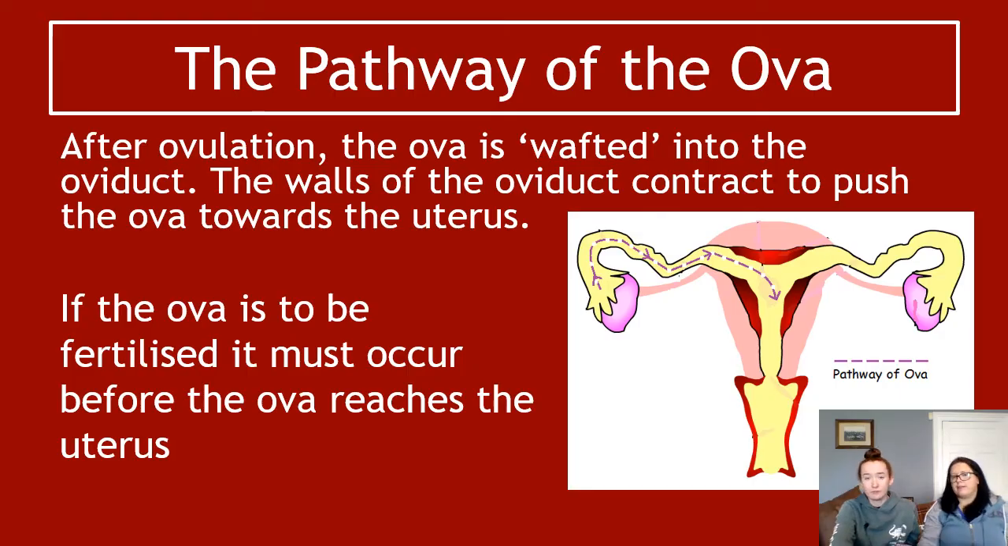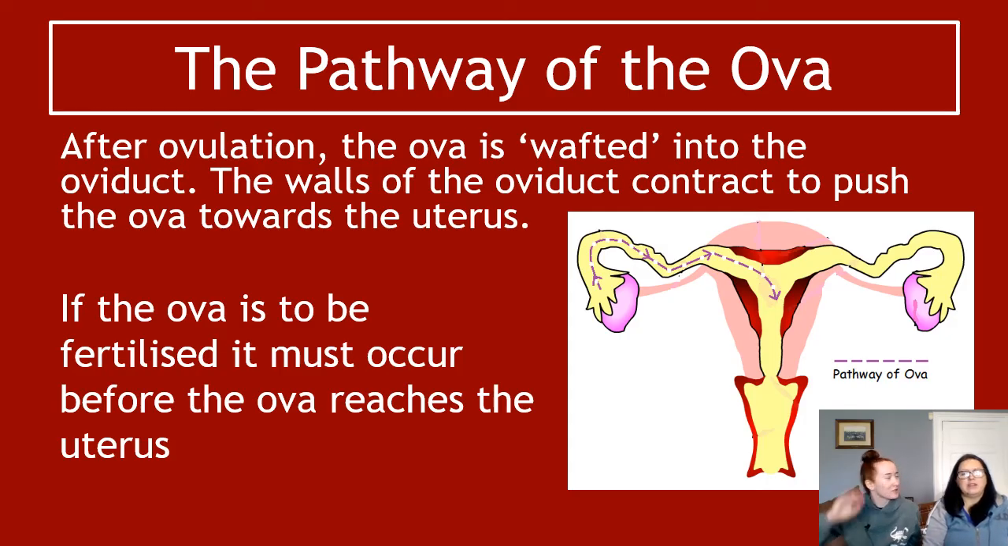Okay, so the pathway of the ova, again, you have to know this. Like with the sperm, you have to know the route that it follows along the sperm duct to get to the end where it will be ejaculated wherever it needs to go. The ova, similarly, you have to know the pathway of it to the point where it either meets the sperm, gets fertilized and becomes a zygote, or leaves through menstruation. So after ovulation, the ova is wafted, like we just said, into the oviduct. So it's kind of made to go into it.